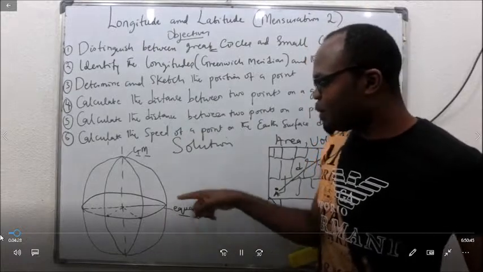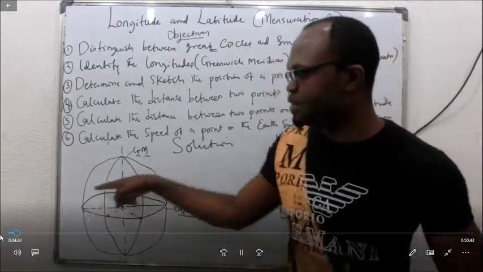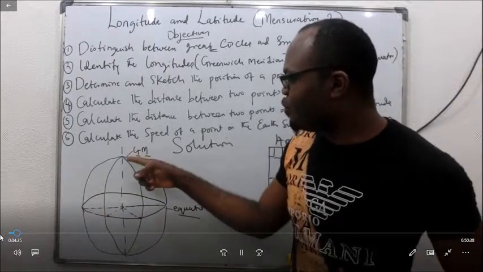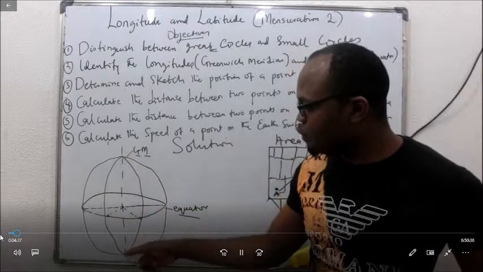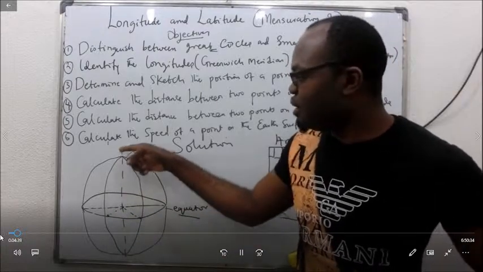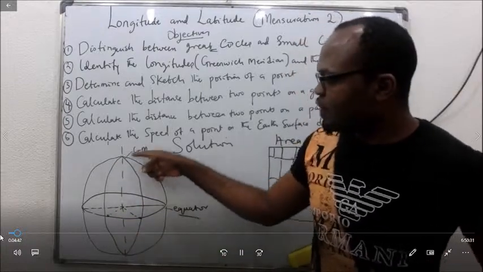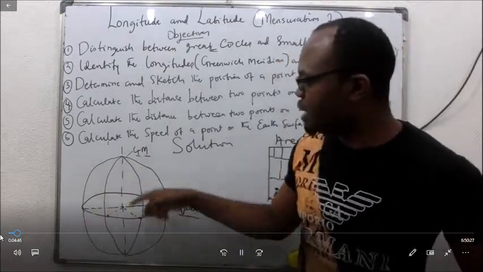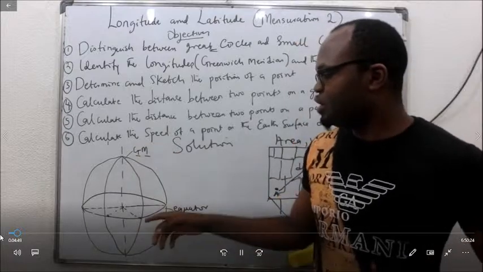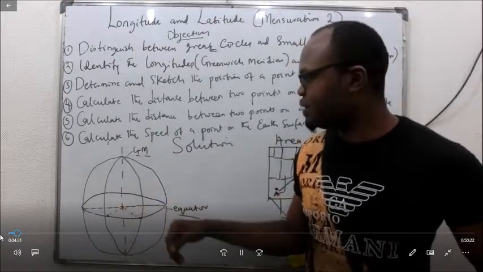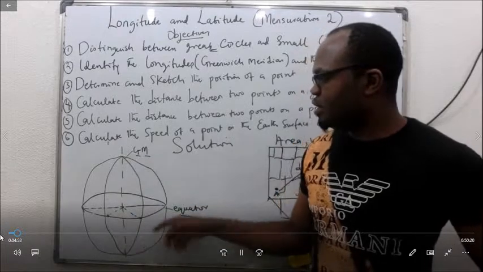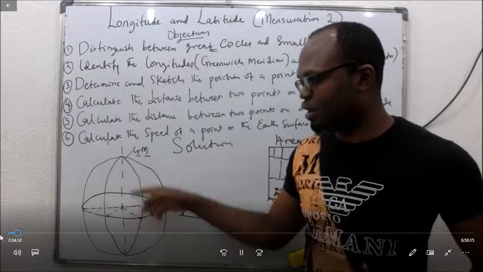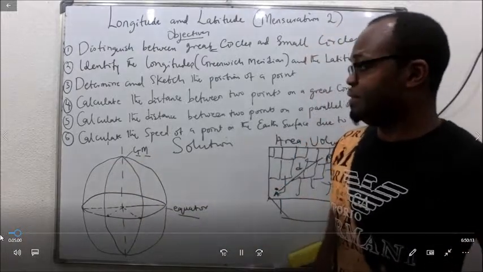The equator, which is the horizontal circle through the middle of the Earth's surface, and also the Greenwich meridian, which is also a circle through the middle of the Earth's surface, but this time around, a vertical circle. So take note of these two, the equator and the Greenwich meridian. Though these are not the only two great circles. All the meridians, apart from the Greenwich meridian, are also great circles.